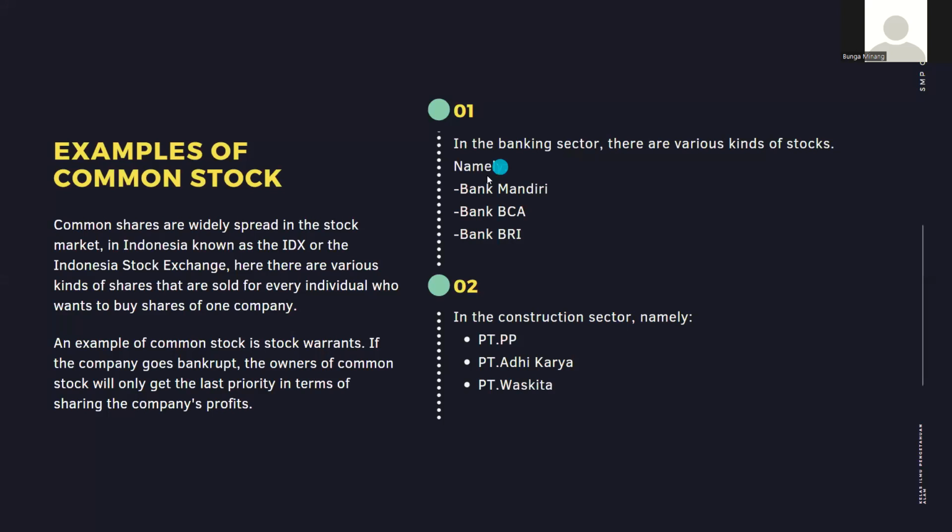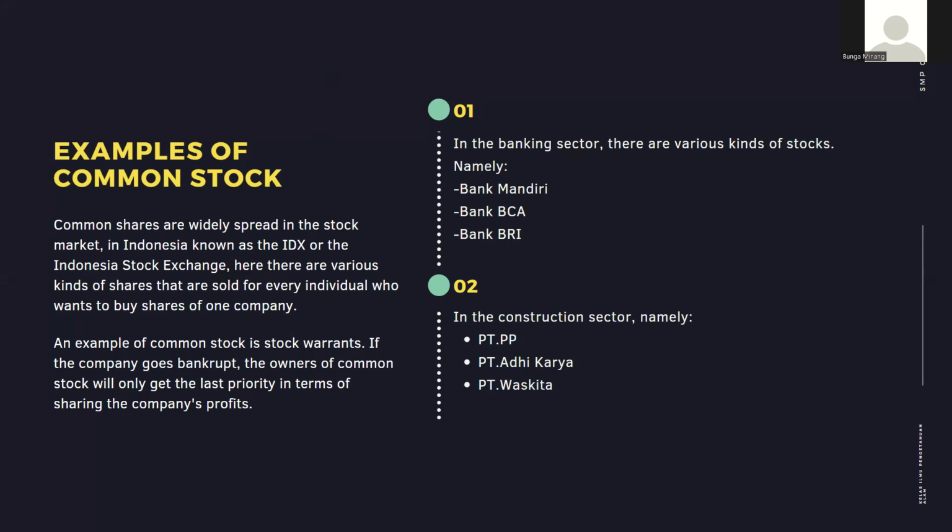Examples of common stock. Common shares are widely spread in the stock market, in Indonesia known as the IDX or the Indonesia Stock Exchange. Here are various kinds of shares that are sold for every individual who wants to buy shares of one company. An example of common stock is stock warrants. If the company goes bankrupt, the owners of common stock will only get the last priority in terms of sharing the company's profits. And here are the common stocks that have been shared in the stock market.